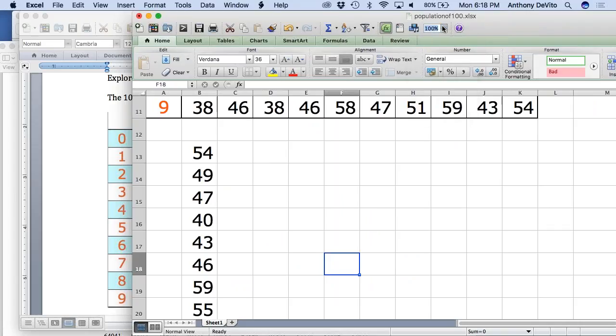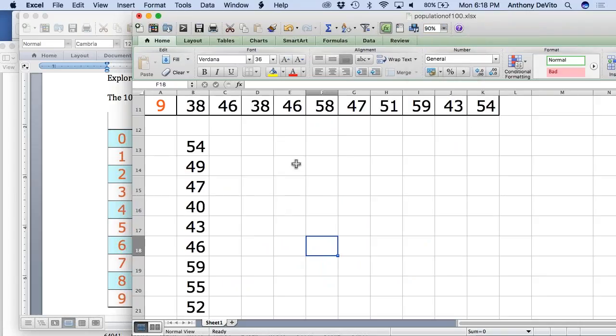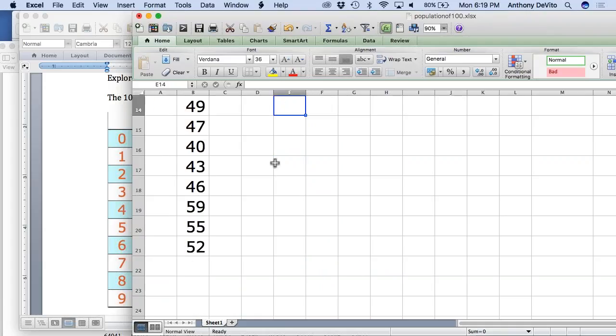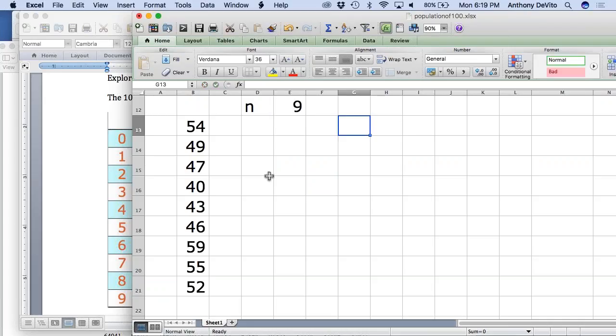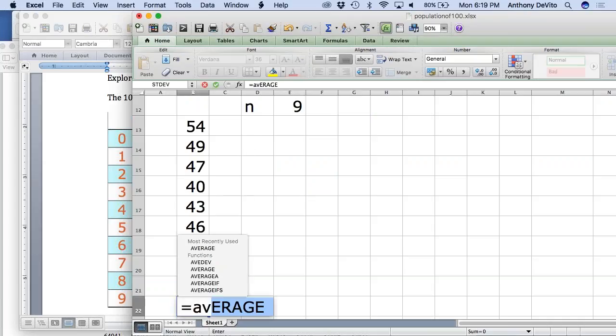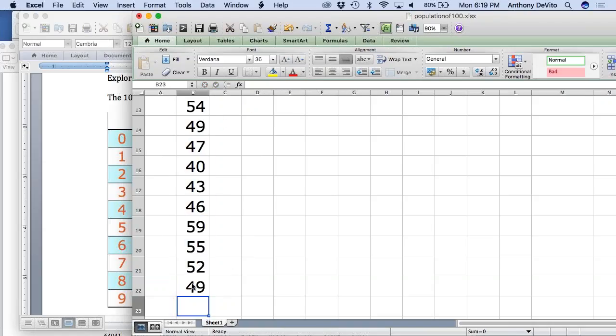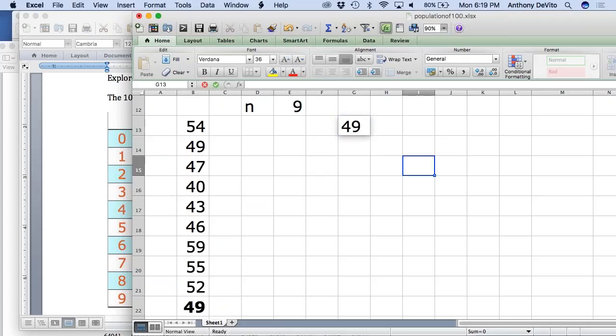Reduce the size just a little bit. I can see my screen. Okay, you guys want to start feeding me numbers? For this one, the average is 49. I'll just make that bold so I know it's the average. Okay, pretty good, right? 49. Pretty close to what my real population mean was.